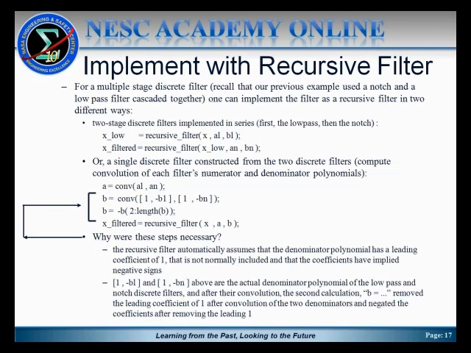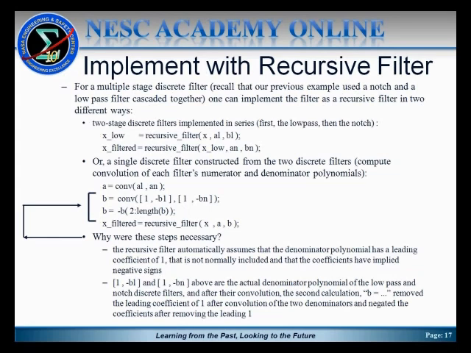And again, since the leading coefficient is always a 1, that's normally not even provided. You're not even given that. So the actual denominator polynomials for both the notch and low-pass filter are, in actuality, 1 minus bn, that represents the entire coefficients for the notch denominator. 1 minus bl actually represents the polynomial coefficients for the low-pass filter.